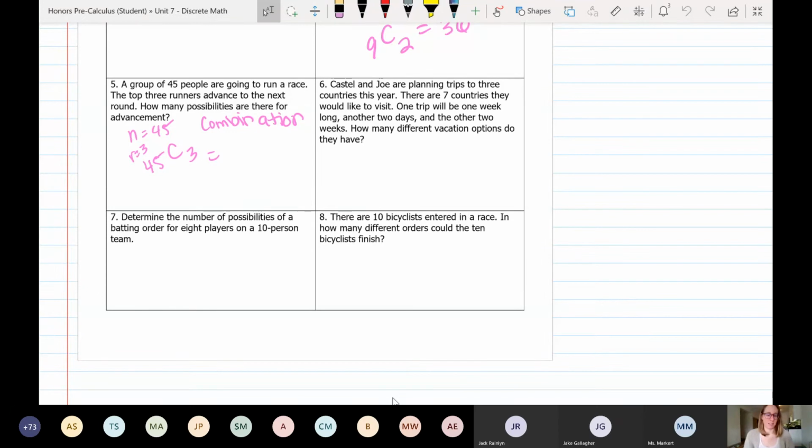I have a question. How would 5 be a permutation problem then? How would you change that to make it not a combination? If I said number 5, a group of 45 people are going to run a race, how many ways can I award first, second, and third? That would be a permutation problem, because it matters who's in first, second, and third. Yes, absolutely. Then how would you do the problem if it was a permutation?